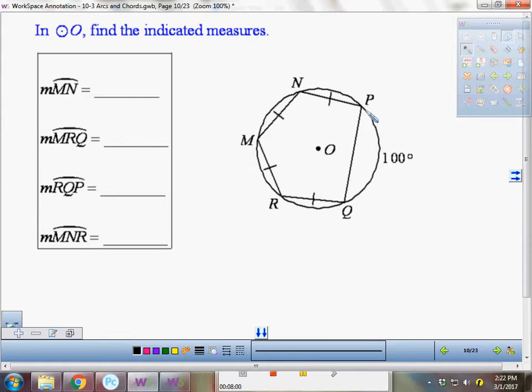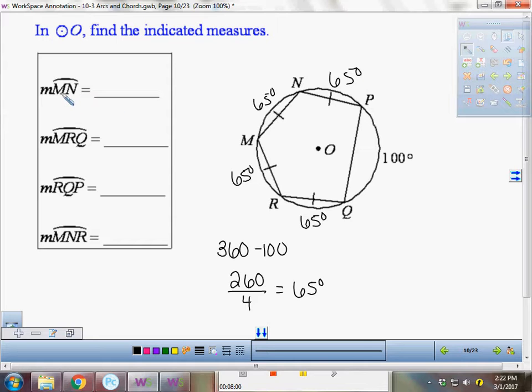All right, now I have a figure where they give me this side, which is 100 degrees, and then I have 4 sides that are the same. So if I take the 100 off of the 360, that leaves me with 260 left over for the rest of this circle. So there are 4 equal parts, so I divide that by 4, which gives me 65 degrees. So every one of these parts that are equal are 65 degrees. So MN is 65.